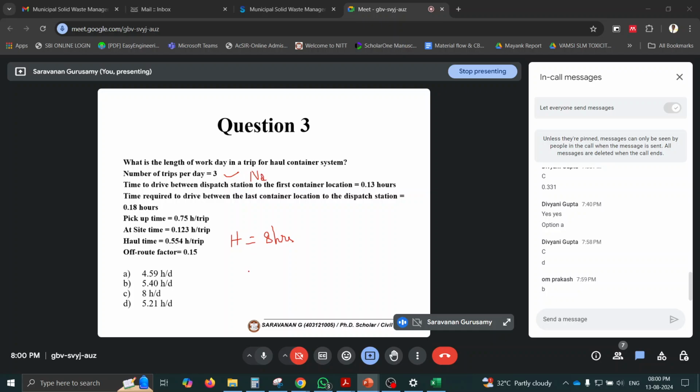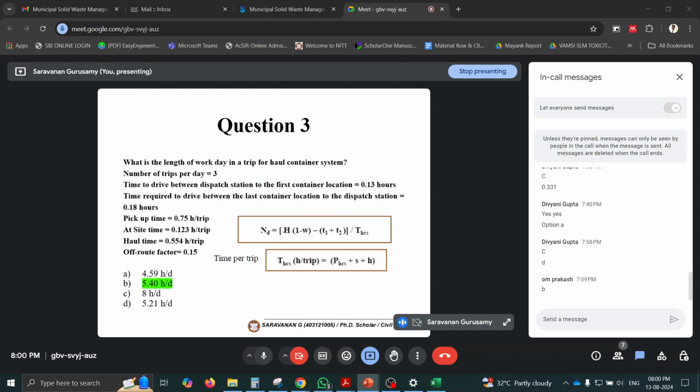So the H formula we know: ND equals H into (1 minus W) minus (T1 plus T2) by THCS. THCS again we can calculate with PHCS plus S plus H. Everything, P given, S given, H given. So a summation of the three will give you that THCS value. Then T1 and T2 they gave 0.13 and 0.18. W we know is 15%, or 0.15. Then H we can easily calculate. So the answer is 5.4.